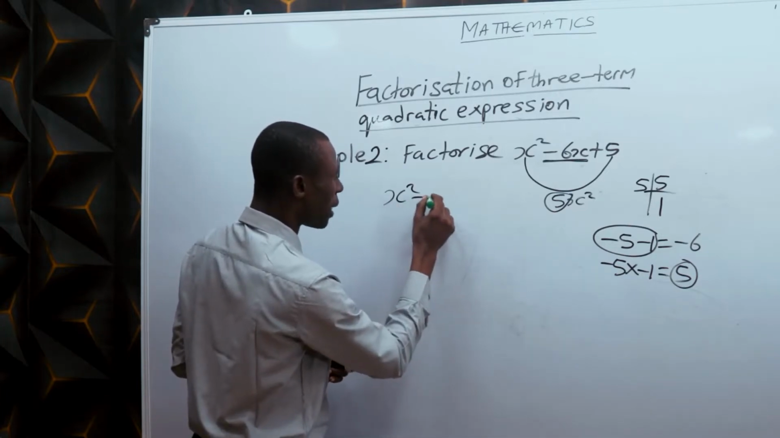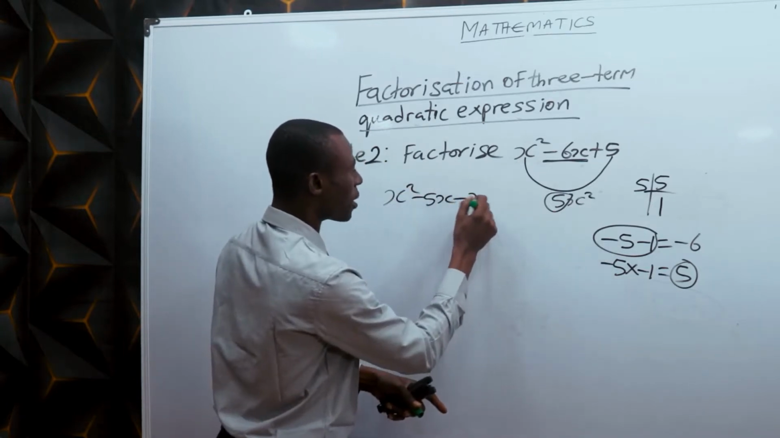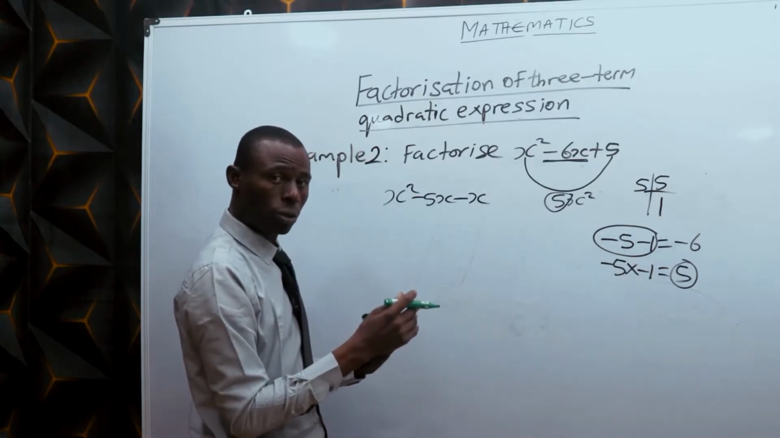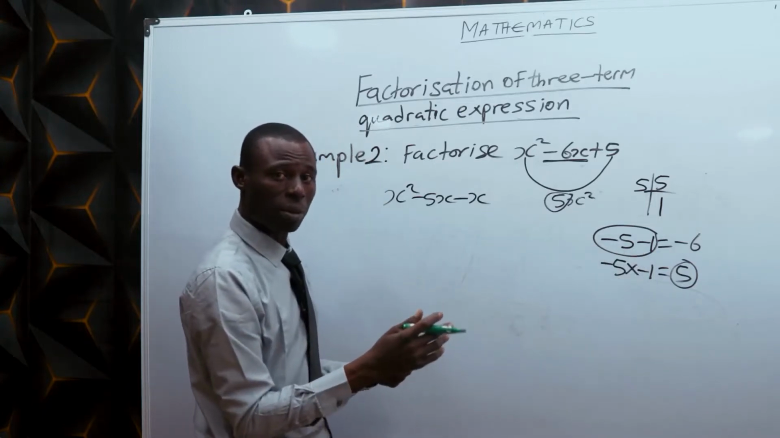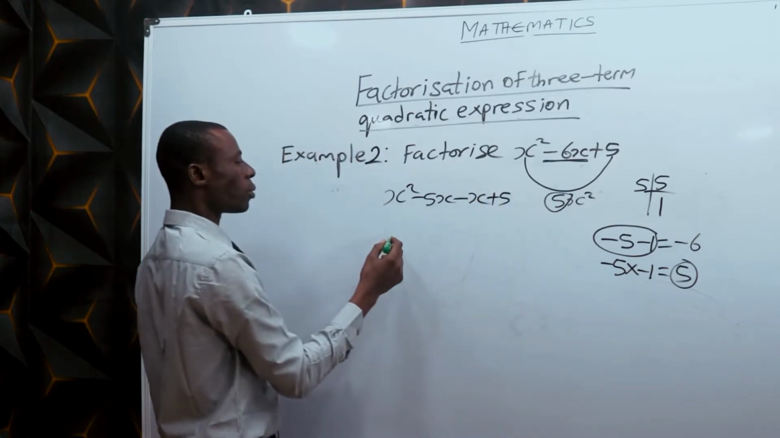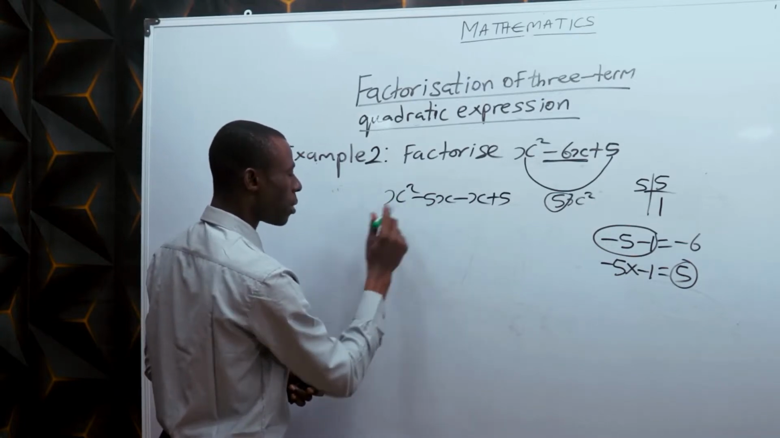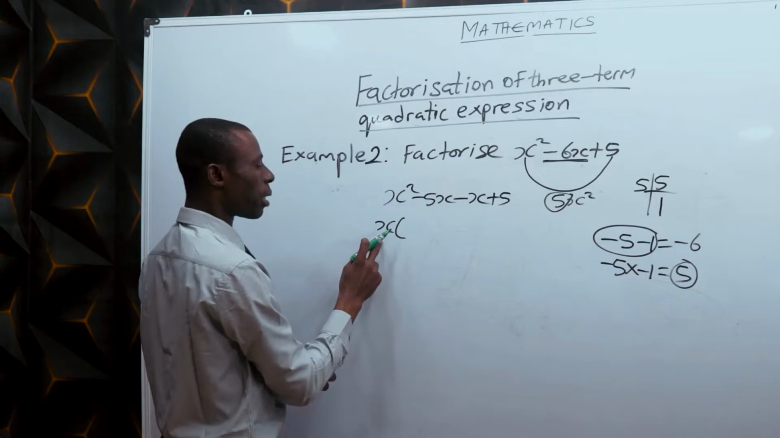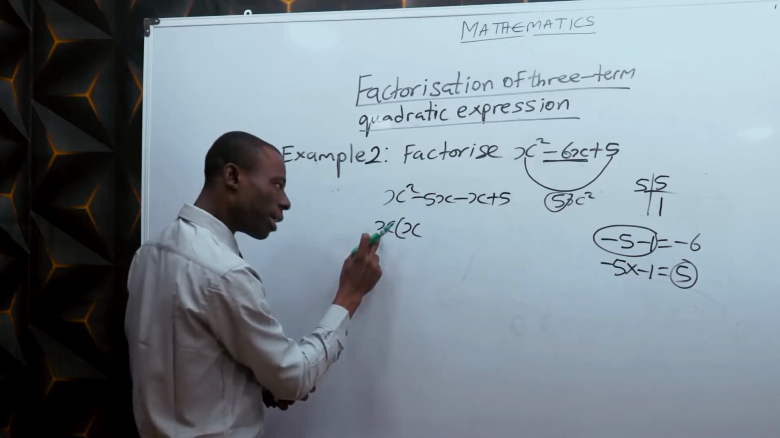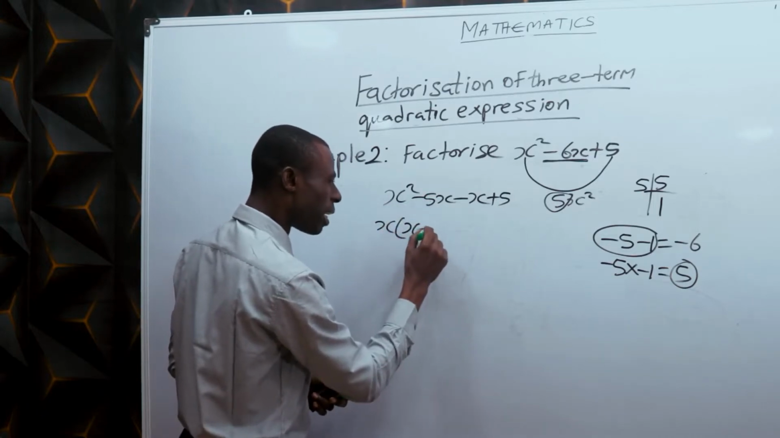How? x squared minus 5x minus x plus 5. You expect me to write minus 1x, but I've told you minus 1x is the same thing as minus x. So factorize these two. What is common to these two terms? x is common. So bring it out. In x squared, you have x. Use this same x to divide negative 5x. So you have negative 5.